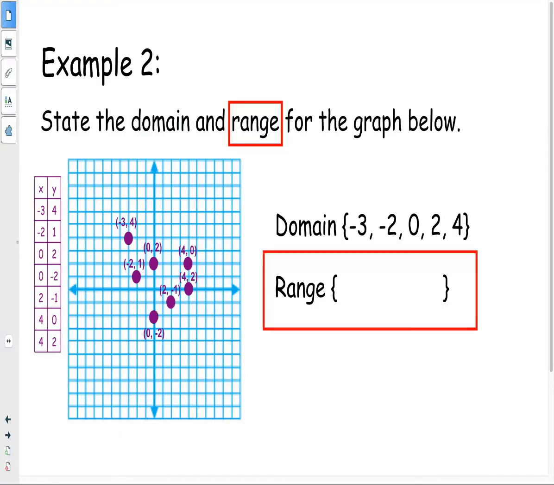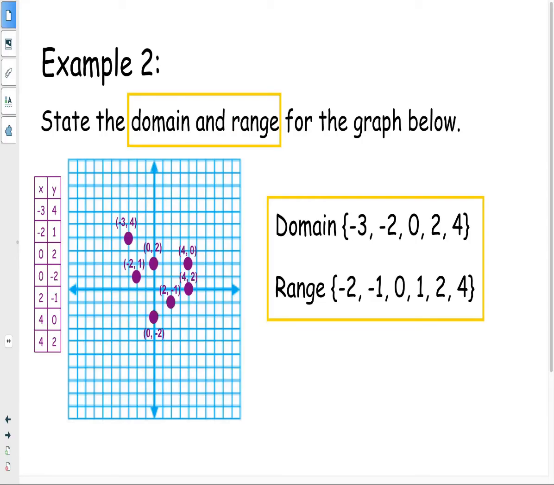Try your best for the range. So we should have seen -2, -1, 0, 1, 2, 4, put in order from least to greatest with no repeating values. So here you have your domain and range from the graph using a table method.